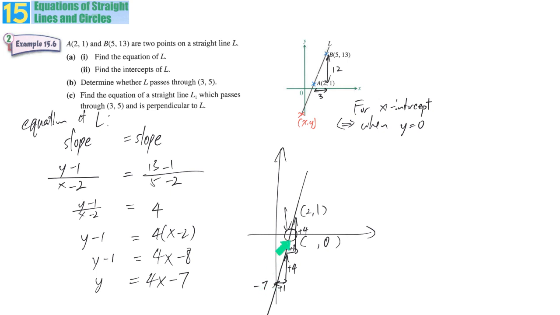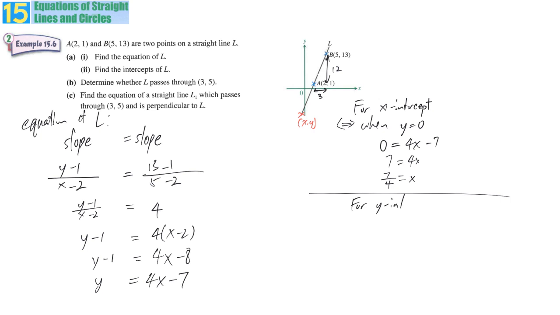Because every point on this line fulfills this requirement, we may just replace y by 0 to get the corresponding x. 0 is equal to 4x minus 7. X is equal to 7 over 4. So we know that the x coordinate here is 7 over 4.